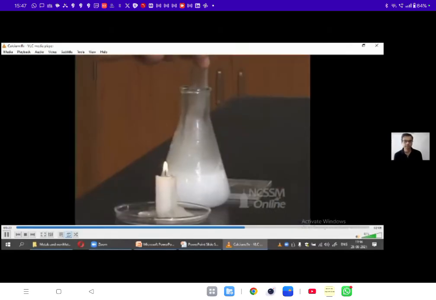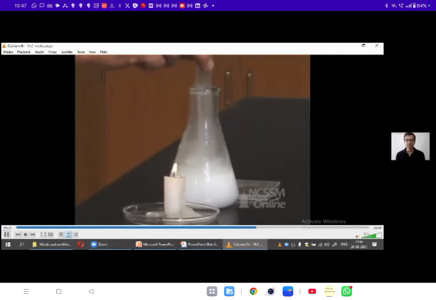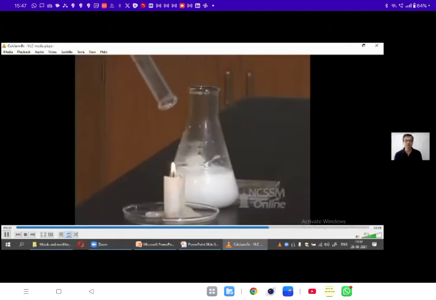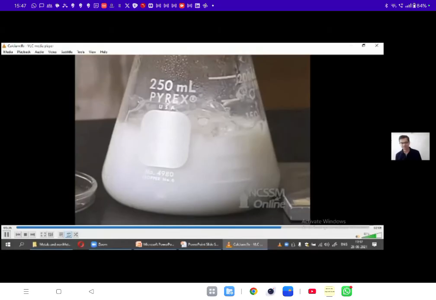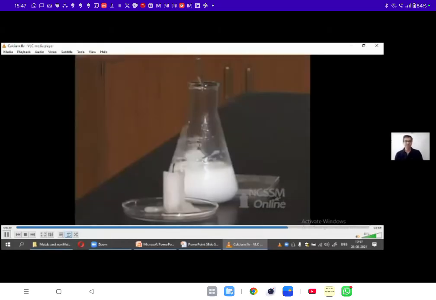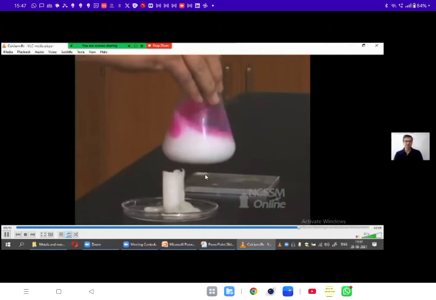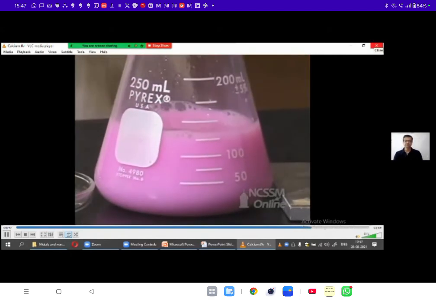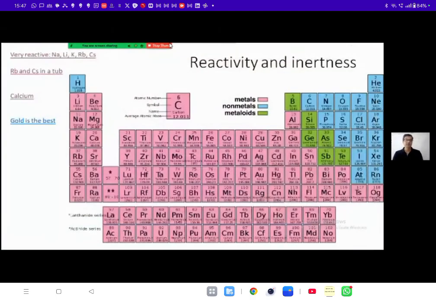We can test for the hydrogen gas by collecting some of the hydrogen gas in a test tube and testing its flammability. It makes a pop sound. We can test for the presence of calcium hydroxide by adding phenolphthalein indicator. The indicator turns purple, indicating that the solution is basic and that calcium hydroxide has been formed. That is called phenolphthalein. So this was with metal calcium. So we have seen this and this.